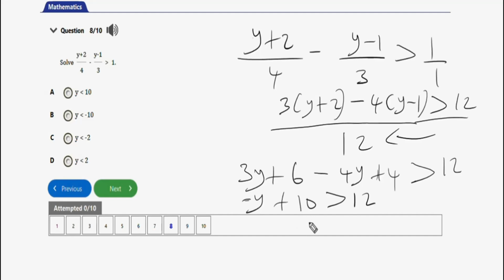So to make y the subject of the formula, this 10 crosses over and changes to negative 10. So we now have minus y is greater than what? 12 minus 10. So minus y will be greater than what? 12 minus 10 will give 2. If I divide by the coefficient of y, it will give you what? Minus 1.